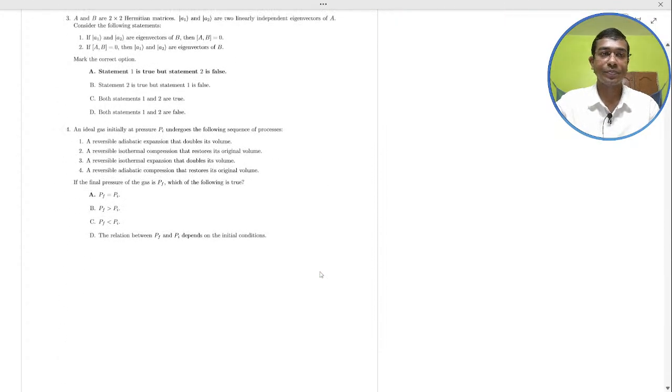Next, question number 3. A and B are two Hermitian matrices. Let A1 and A2 be two linearly independent eigenvectors of A. Consider the following statements. If A1 and A2 are eigenvectors of B, then the commutator of A and B is 0. If the commutator of A and B is 0, then A1 and A2 are eigenvectors of B. Mark the correct option. This is for quantum mechanics.